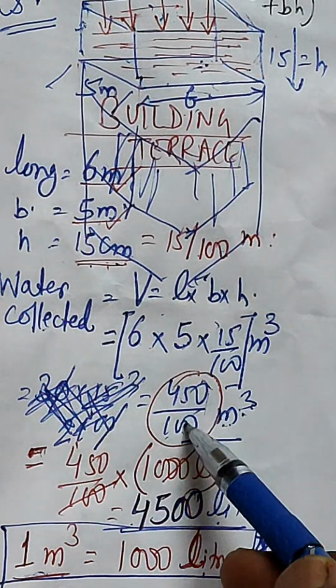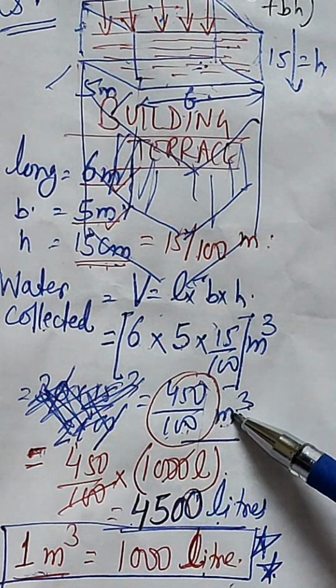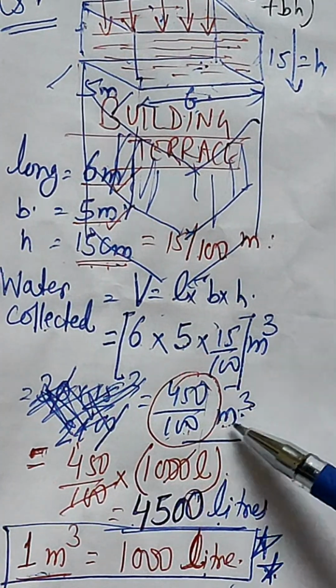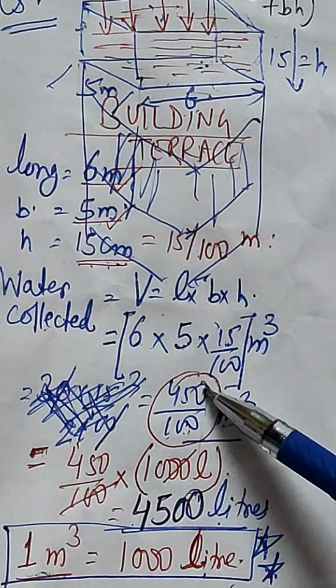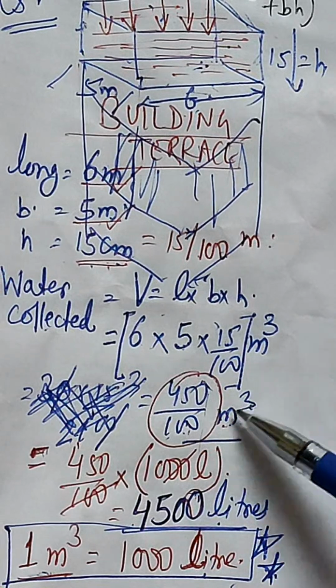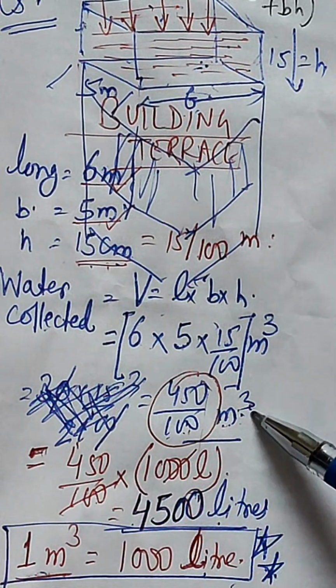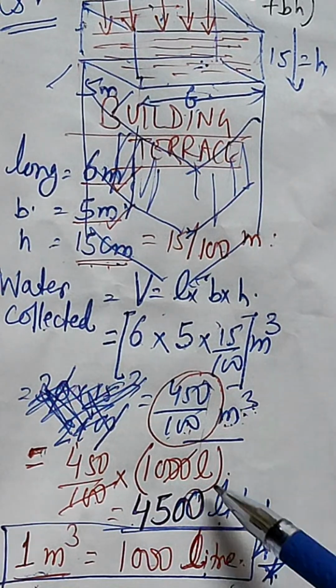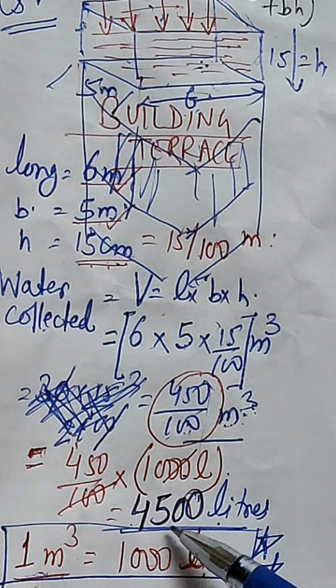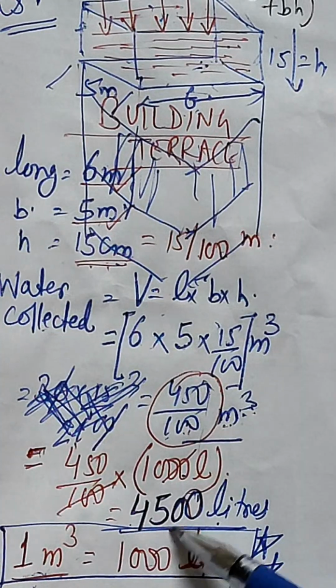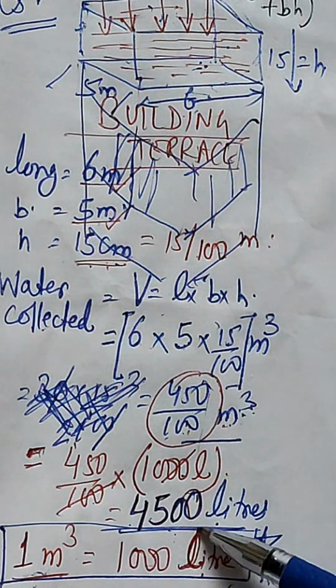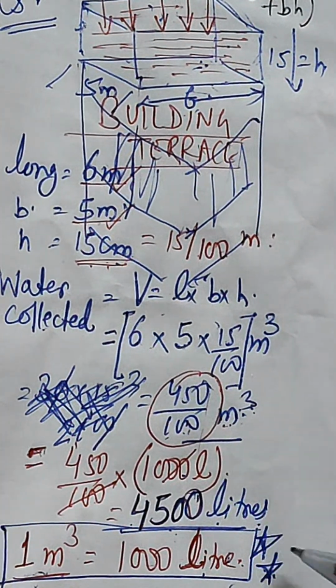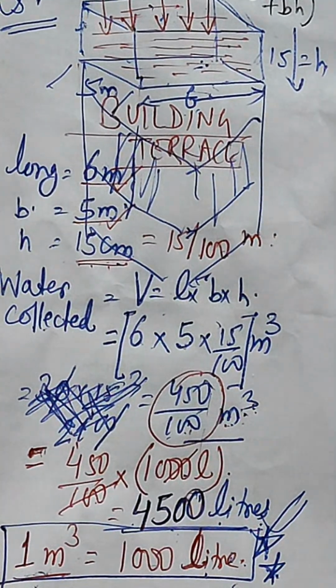That means 450 by 100 meter cube was the volume we have calculated. So just multiply it with 1000, because 450 by 100 meter cube can be written as 450 by 100 into 1 meter cube, and 1 meter cube is equal to 1000 liter. Just substitute this value, you get the volume of the water accumulated into the terrace, which is equal to 4500 liters, right? And this is your answer, and you can solve it very easily.